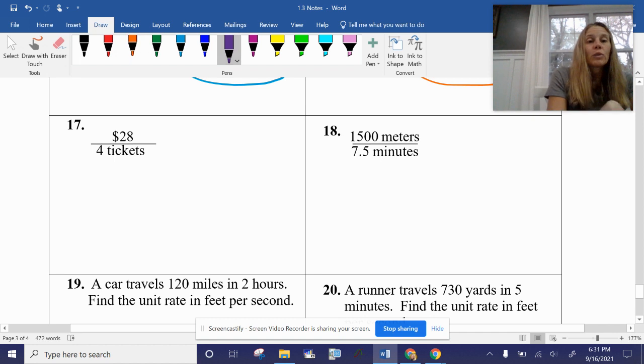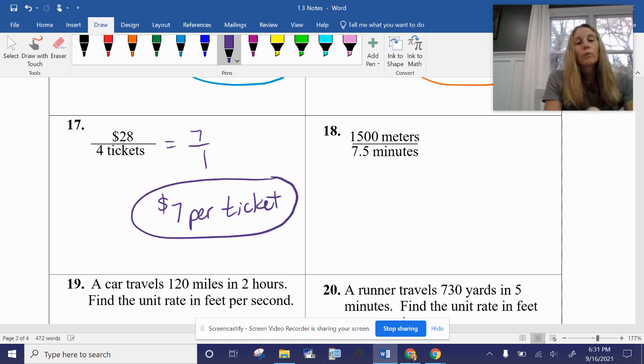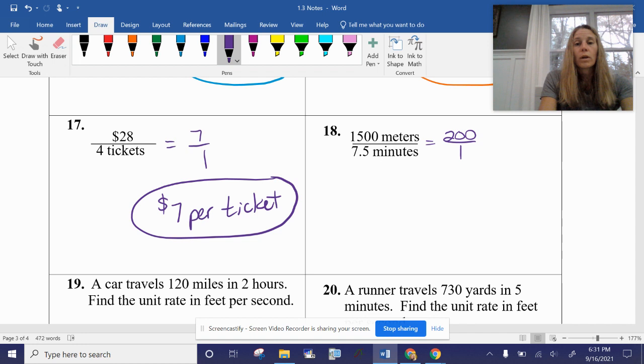Okay, number 17, 28 divided by 4 is going to give you 7. So this means $7 per ticket. Now, because it's money, instead of writing out the words dollars with the slash and then ticket, I just wrote the dollar sign instead. So then I wrote the word per with the ticket. All right, number 18, when we divide this one here, we end up with 200 once we get that over 1. So then this would be 200 meters per minute.